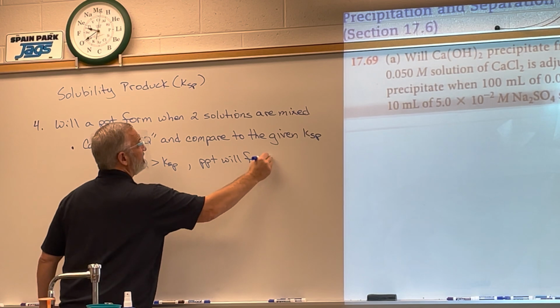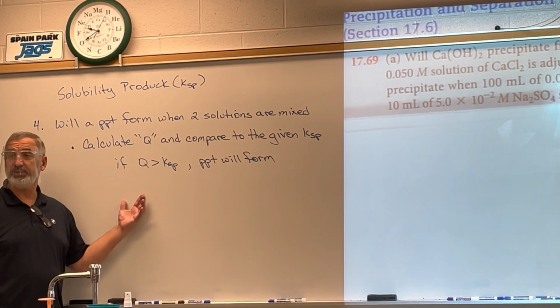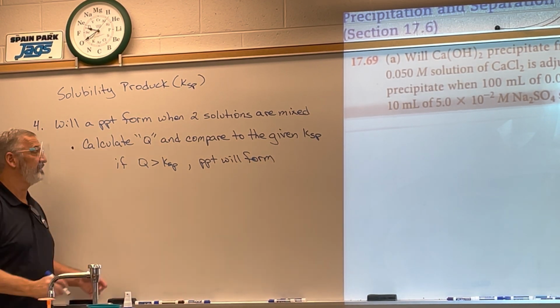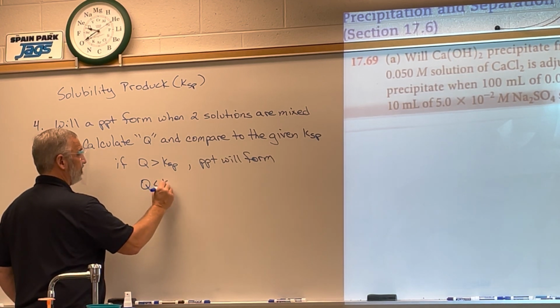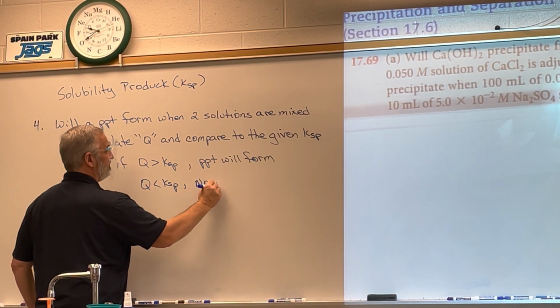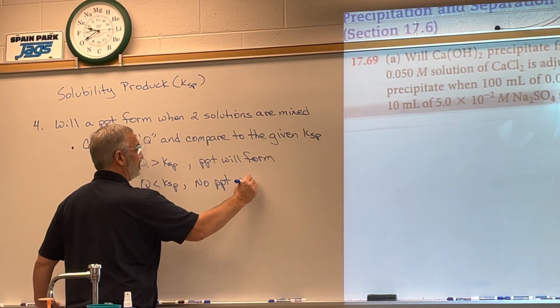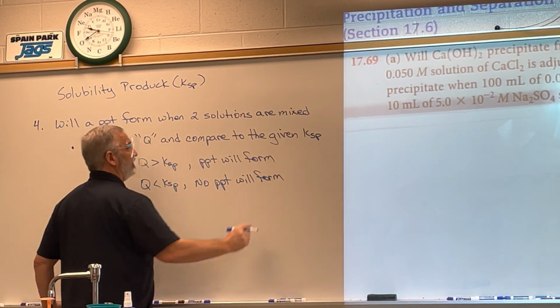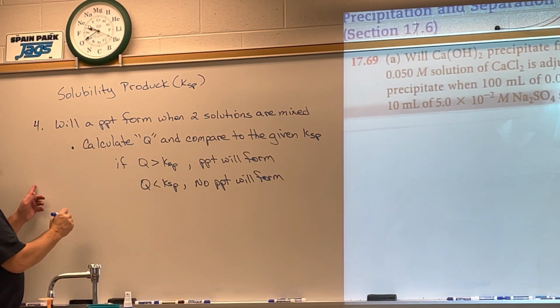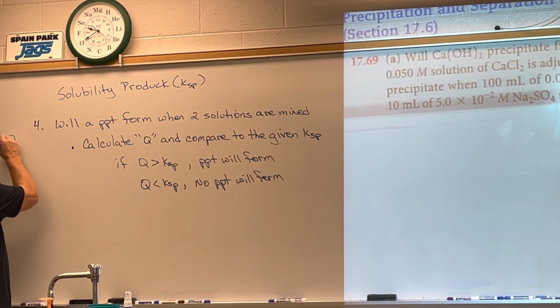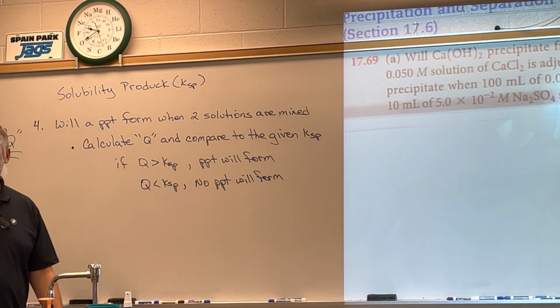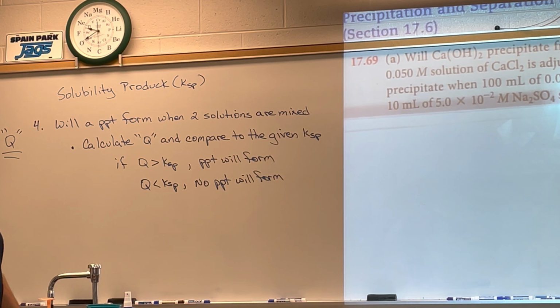I don't think I need to write the converse. Now, obviously, if Q is less than KSP, what does that mean? No precipitate will form. So, will a precipitate form is a Q problem. If it's equal to, then it still will not form a precipitate, because KSP is the maximum amount that can be in solution together, the two ions.